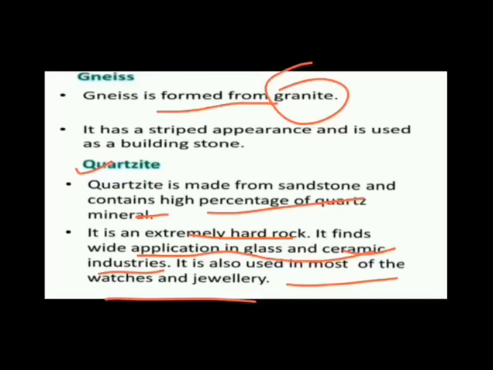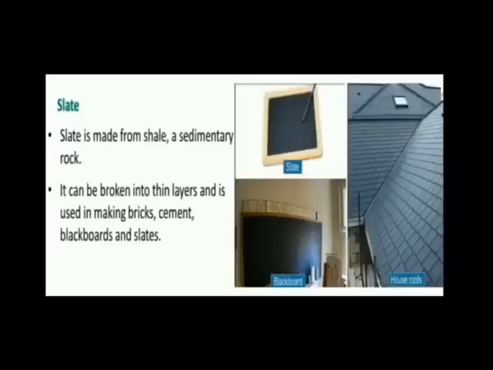Okay, now the next type of metamorphic rock is slate. So slate is basically made from shale, which is a sedimentary rock. So the slate is formed by the transformation of shale, and it can be broken into thin layers and is used in making bricks, cement, blackboards and slates. So there are so many uses of slate, like they are used for making roofs, pavements, blackboards, and cement. So many uses.